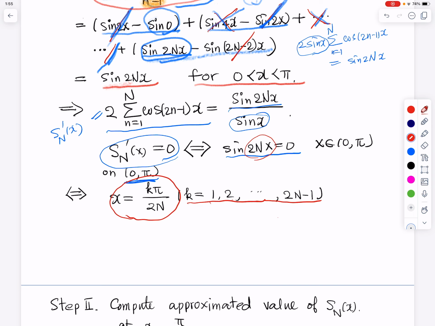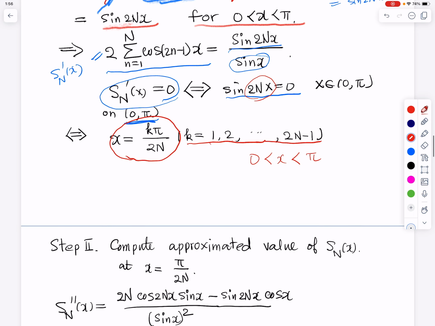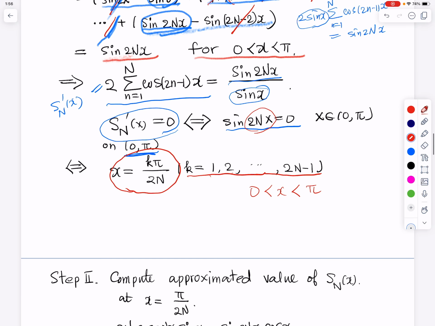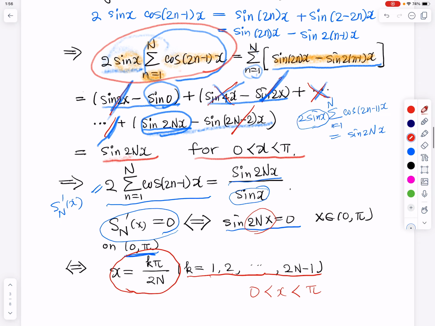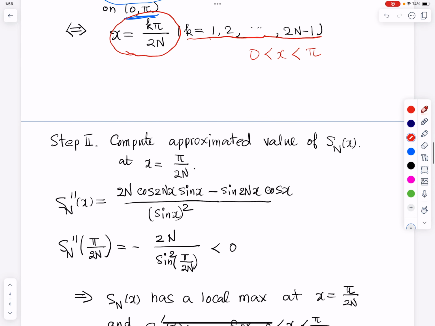So we only look at x between 0 and pi. Okay? And then what we need, now you need to plug in. And then also, the second part: we want to compute the values of Sn at x equals 1 over 2N pi.